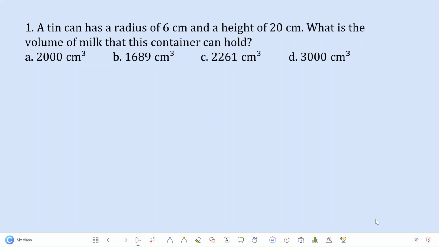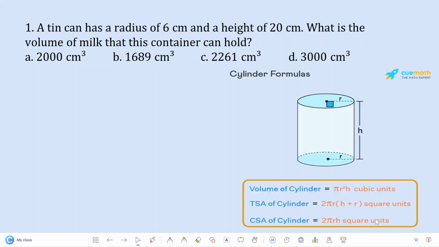Mahalaga po na we are familiar with yung mga formula po ng volume ng cylinder, for example, dahil it will come handy during the licensure examination for teachers. At dito, meron tayong dalawang importanteng formula dapat natin tandaan. Una ay ang volume of a cylinder. Ang volume of a cylinder is equal to pi r squared h cubic meter, where r is your radius and h is the height. Ang pi po is constant.